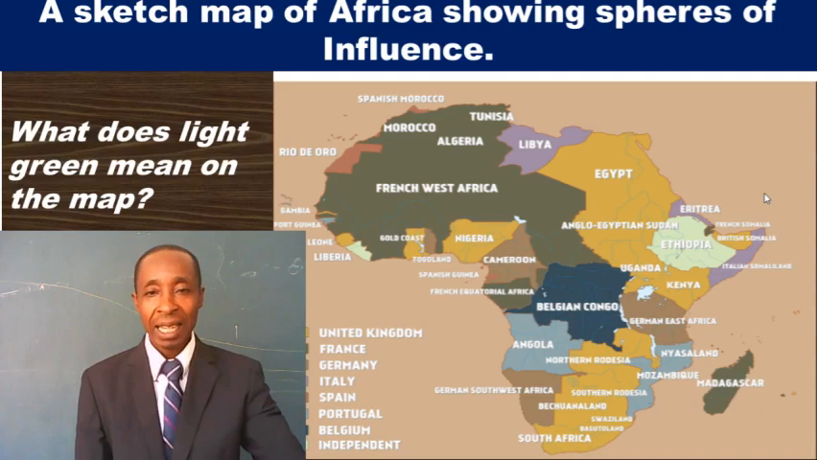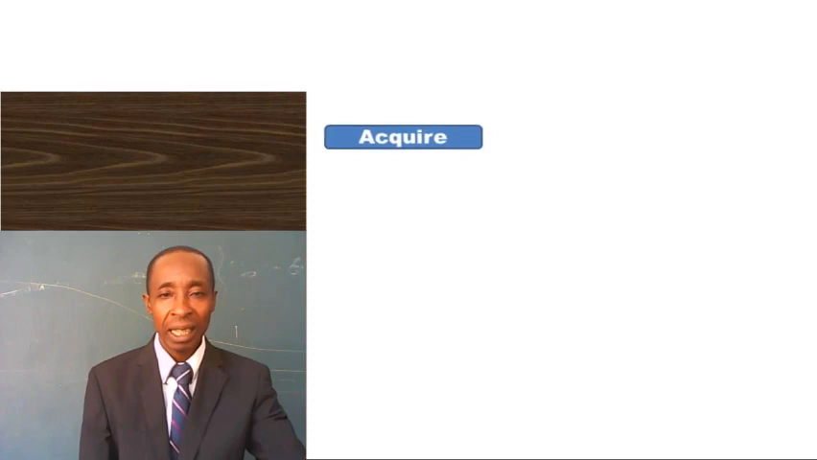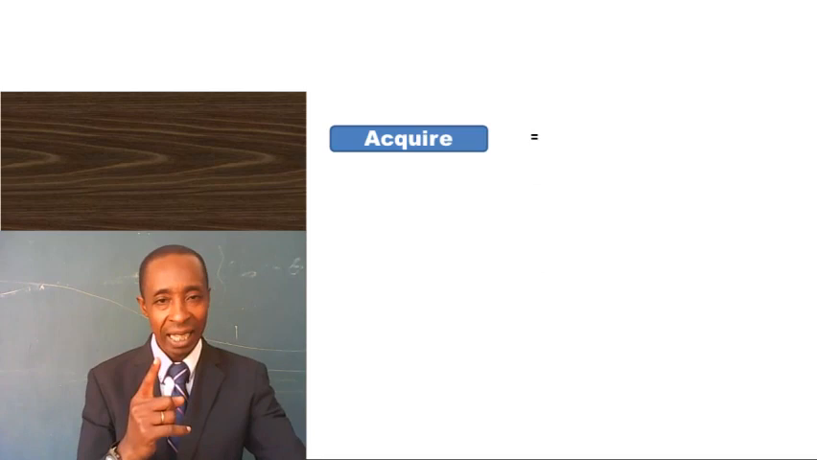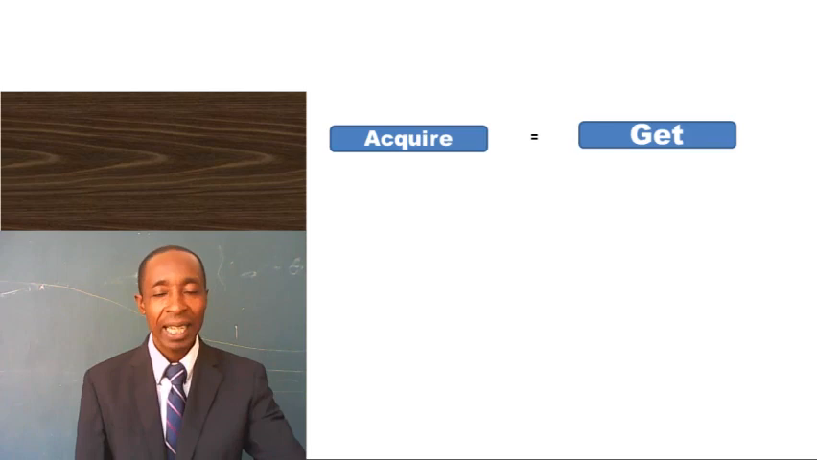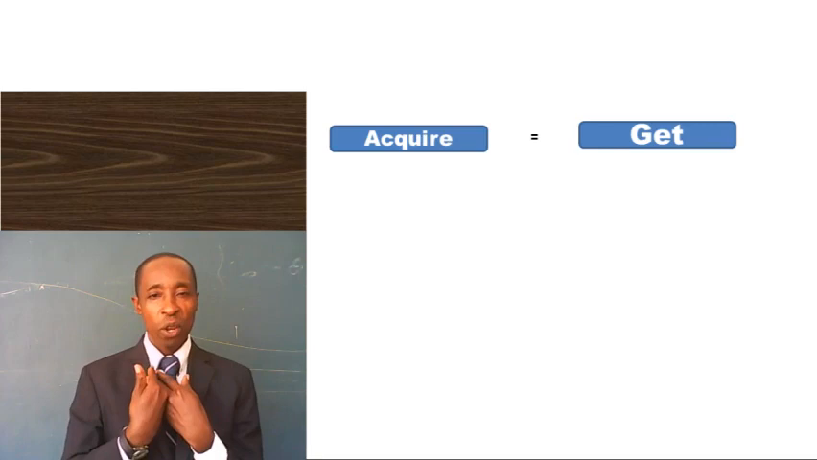Let's carry on and we see our last aspect here. Our last thing is the word acquire. Next is equal or same as. Next word is, which one is that? It's get. So the word acquire in this talk is the same as get. So Europeans got colonies here, or they acquired colonies here.